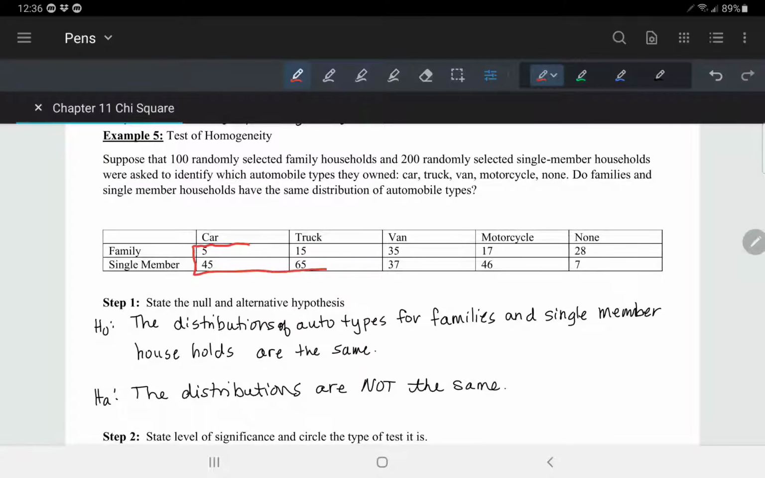Now we should make note of this. This is where the data is. This is what you're going to enter into matrix A. This is 2 rows by 5 columns. So just make a note of that when you're putting it in.